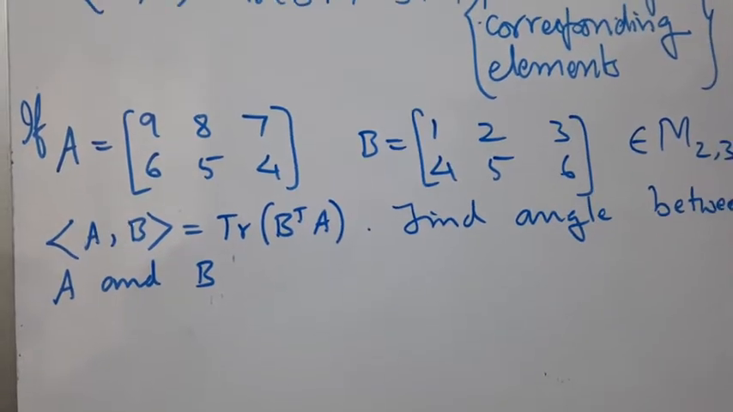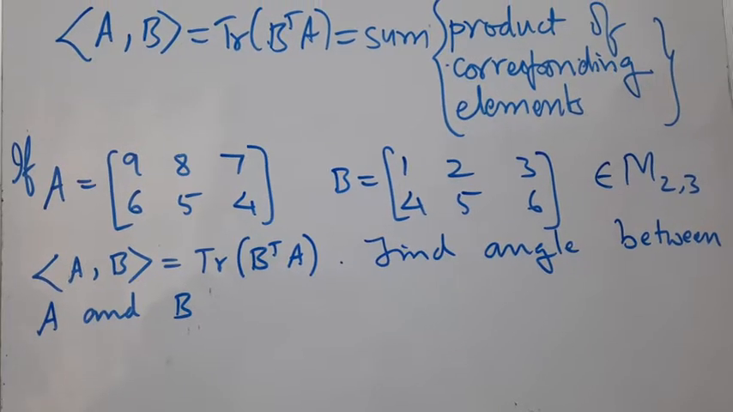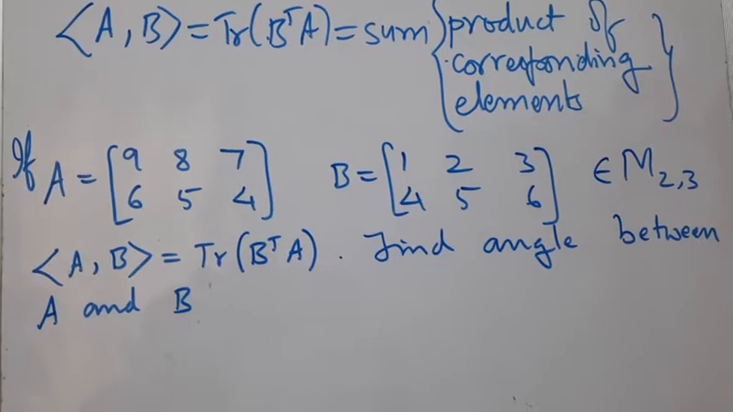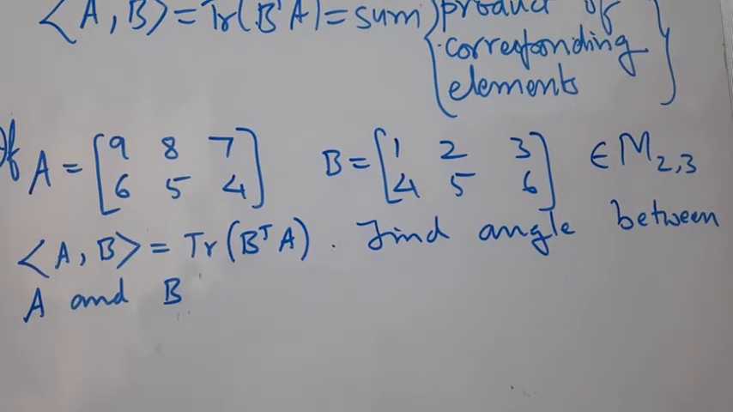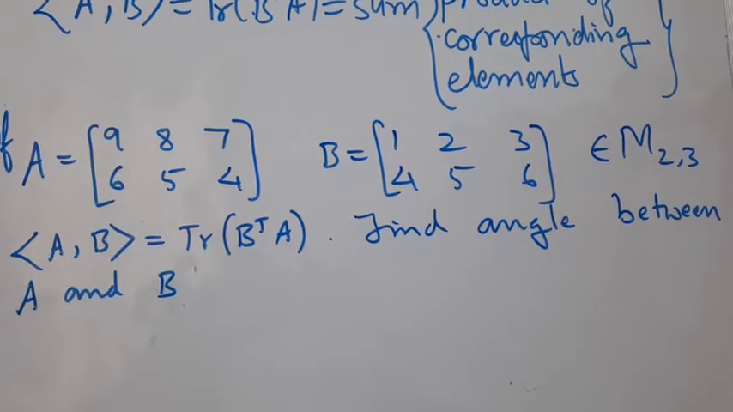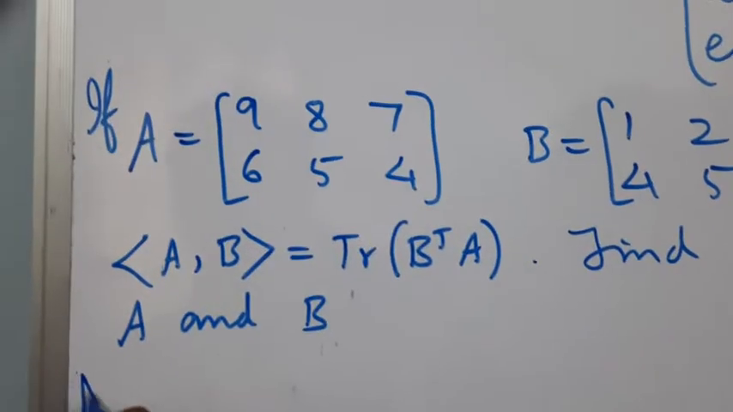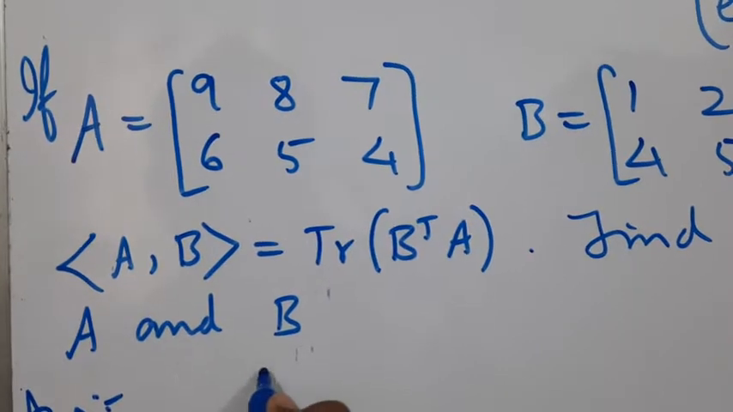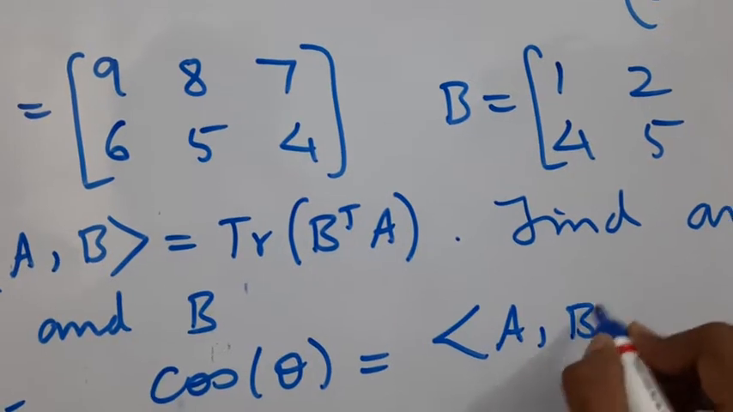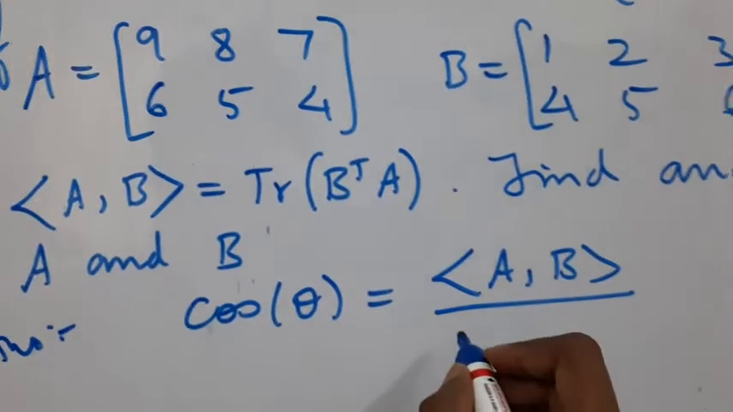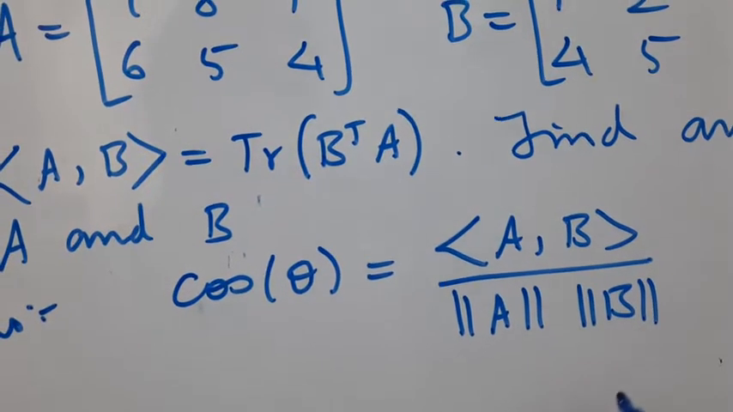Let us consider this example, matrix A and matrix B, in the vector space of matrices 2 by 3 with a defined inner product, that is, the inner product of A and B is trace of B transpose A. The question is to find the angle between the vectors A and B. To begin with, cos theta is the inner product of A and B over norm of A, norm of B.